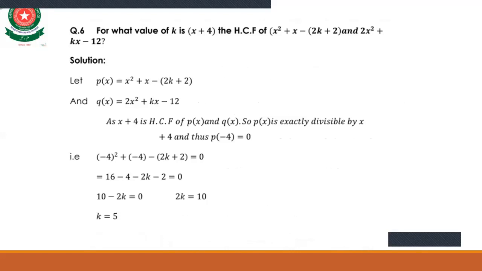Our next question is, for what value of k is x plus 4 the HCF of x square plus x minus 2k plus 2 and 2x square plus kx minus 12.